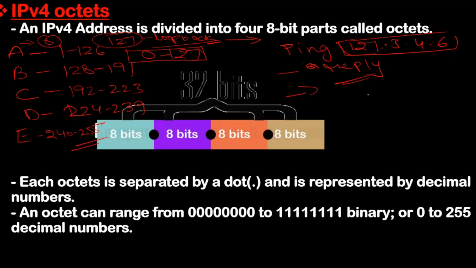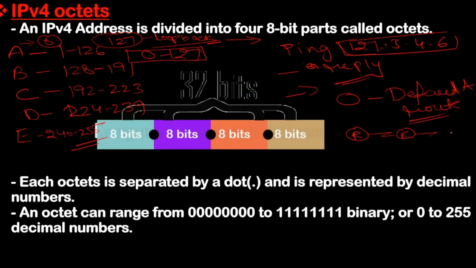Then we have 0. So 0 is reserved for the default route. Default route means what? Suppose, as we discussed for the router, if you want to connect two different networks or more than two different networks, then we need a router. So we will connect this type of router topology, and in every router we have switches and PCs also available.